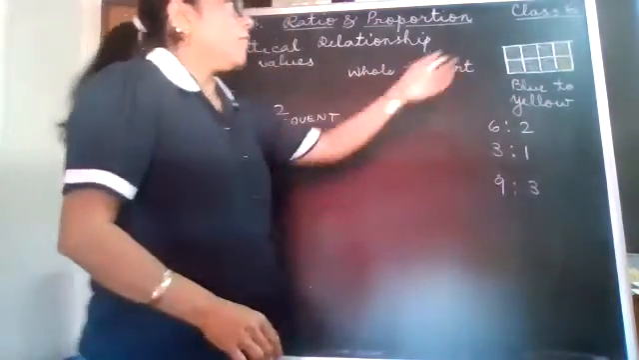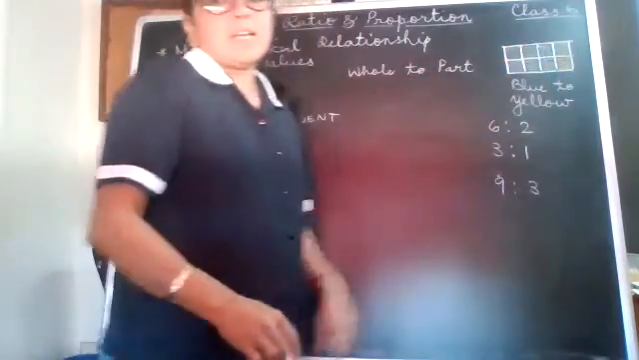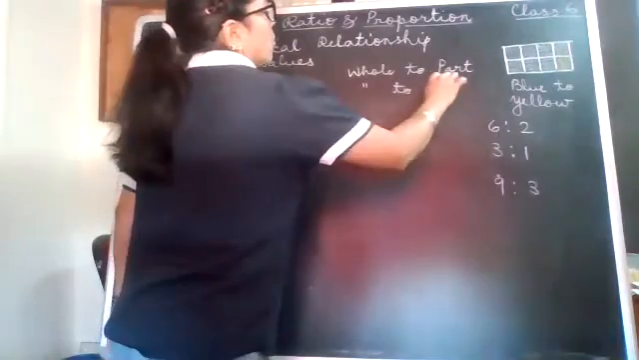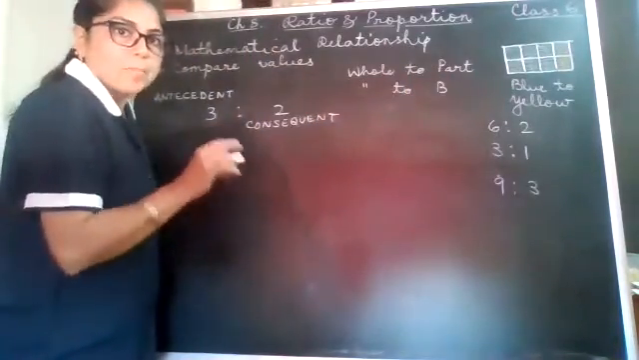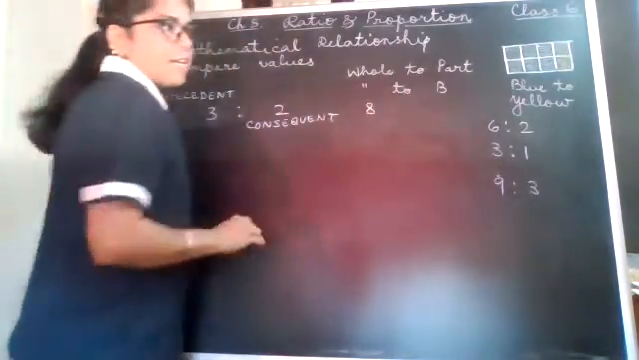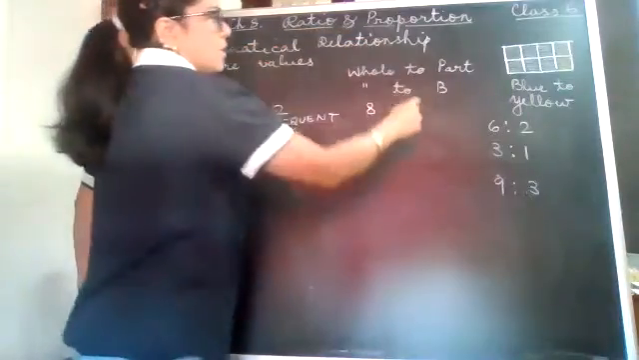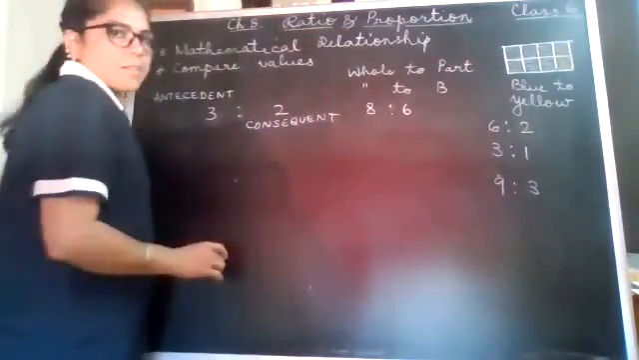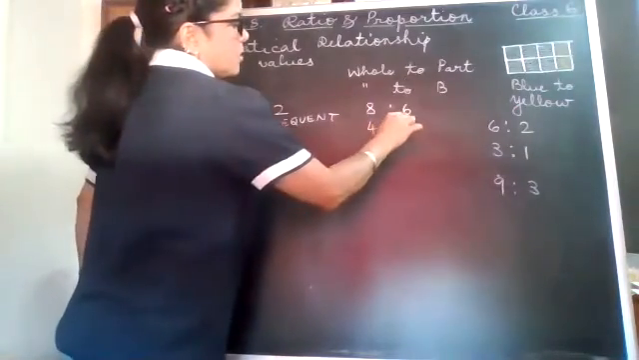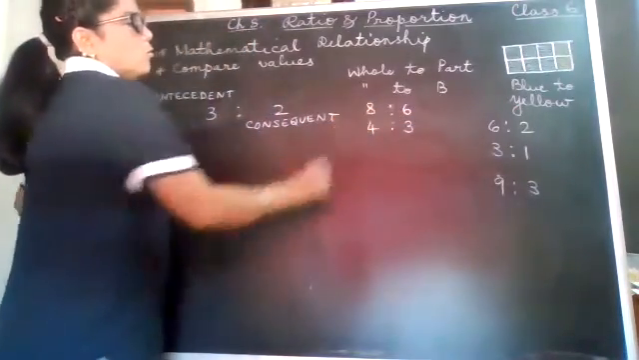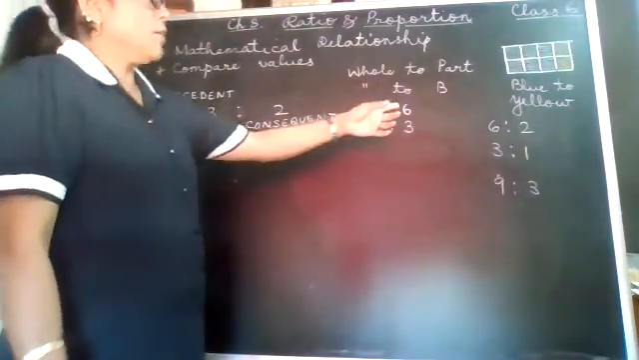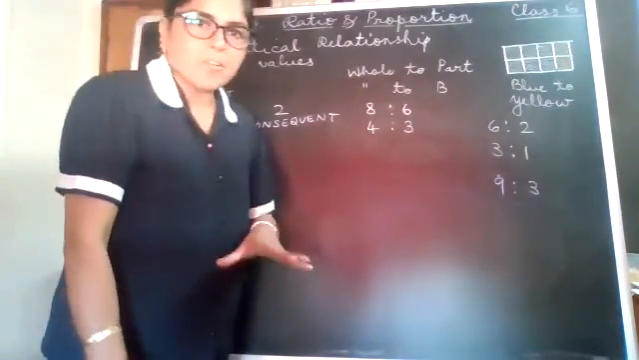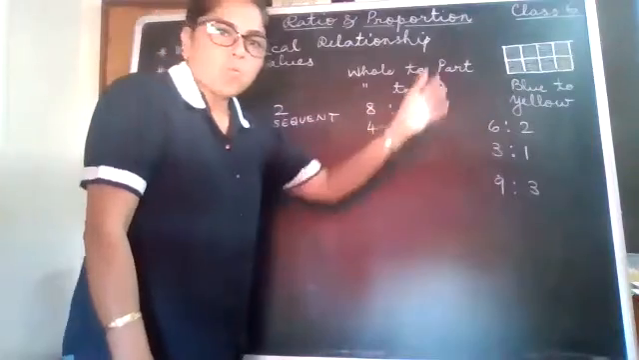Say for example, the whole figure, how many are there? 8. So if I am writing the whole to blue, means compared to the whole, how many blues are there? So if the whole is 8 parts, the blue is how much? 1, 2, 3, 4, 5, 6. If I reduce this, I will get 4:3 because 2 divides 8 4 times and 2 divides 6 3 times. Okay. So you have to be very careful that the ratio is asked for what to what.